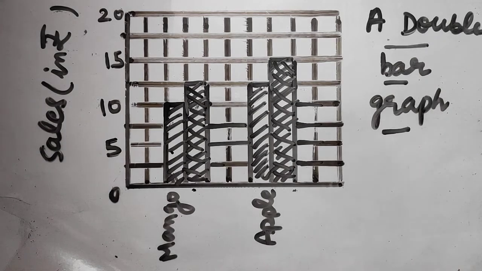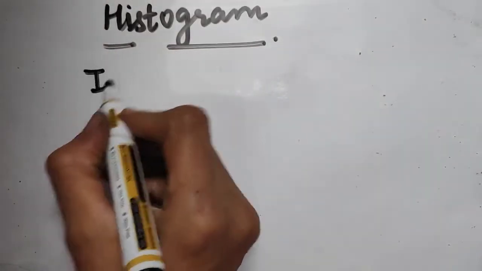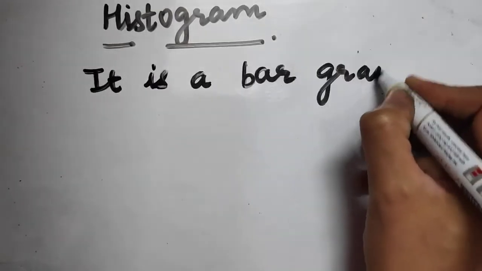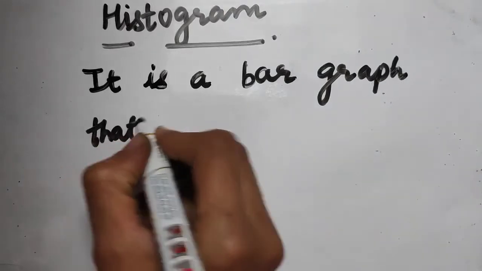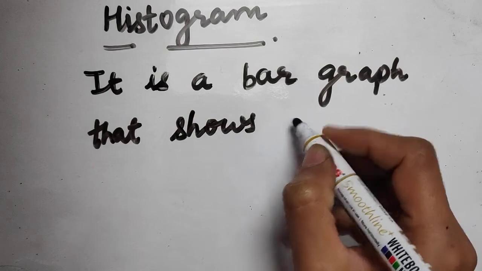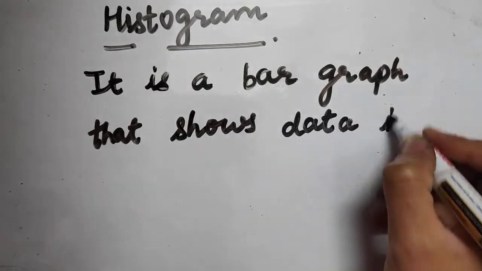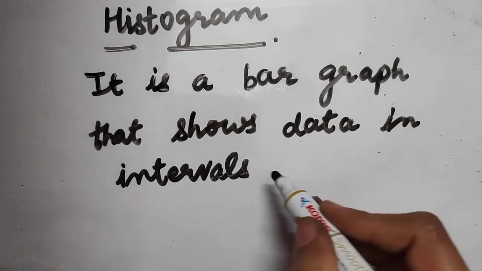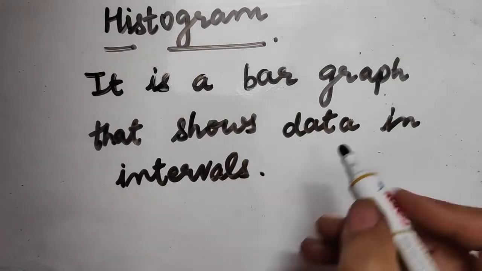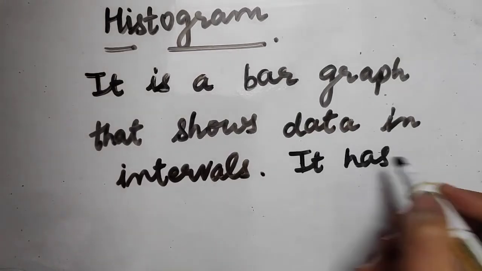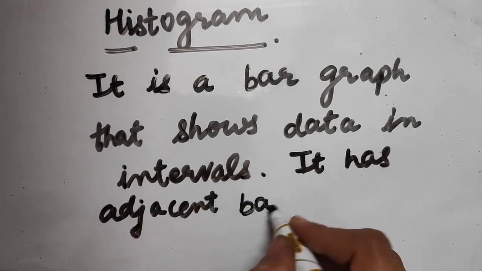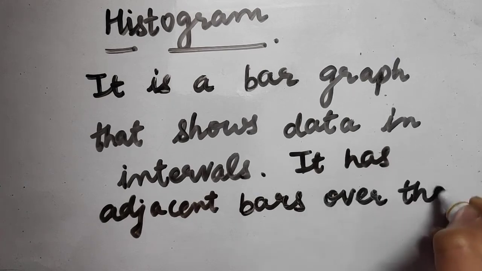Let us move to now histogram. Histogram, it is a bar graph that shows data in intervals. Now, one more thing is important in this histogram. It has adjacent bars over the intervals.